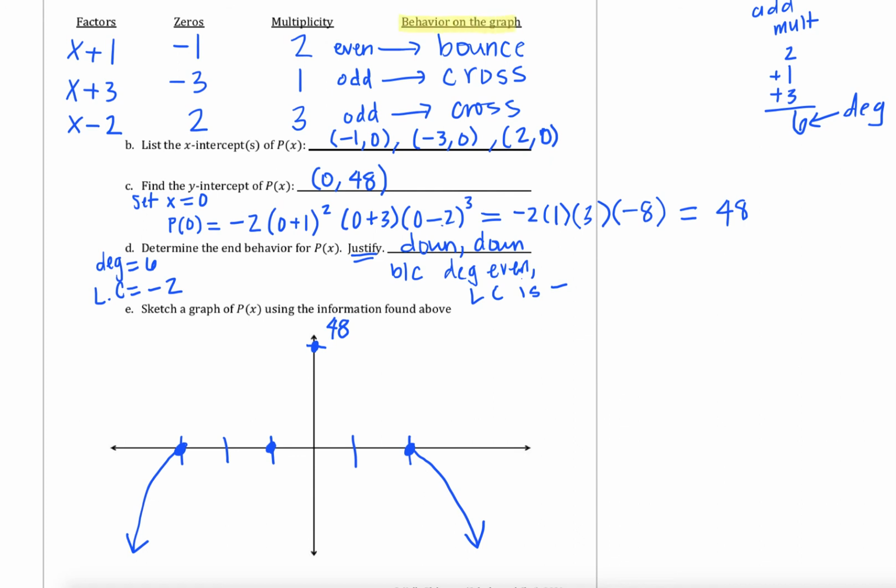Now my job is to play connect the dots, and the last thing we have to worry about is the behavior on the graph. We're just going to work from the left to the right side of this graph. So let's start with our leftmost endpoint of -3. At -3, I'm looking at this middle spot here from part A. When I have a 0 of -3, the multiplicity is 1, which is an odd number, so the graph is crossing there, which means I get to go up and through that x-intercept, and that's where I'm crossing.